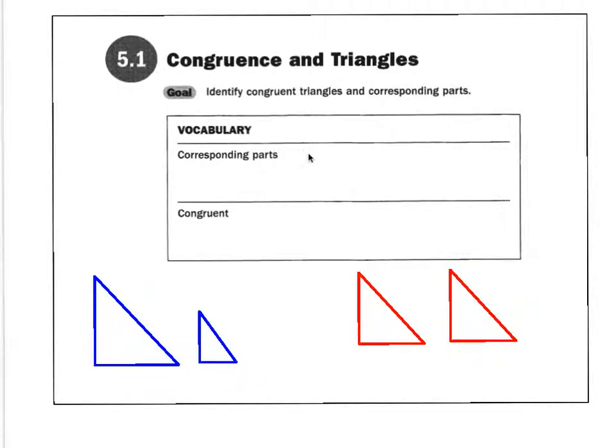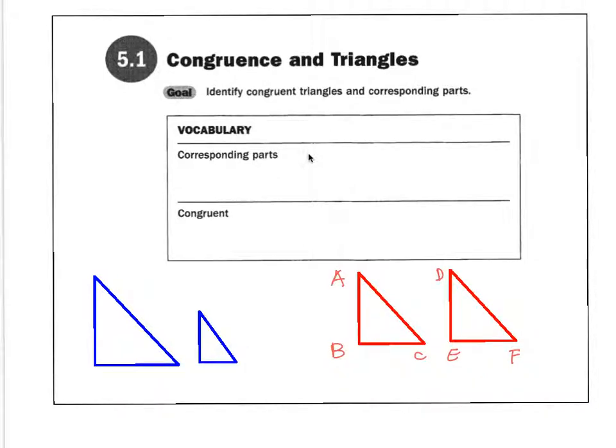In this video, we're going to learn about congruence and triangles. Let's look at these two red triangles here. If I label these as triangle ABC and DEF, and we say that these two triangles are exactly the same, that's when we say they're congruent.